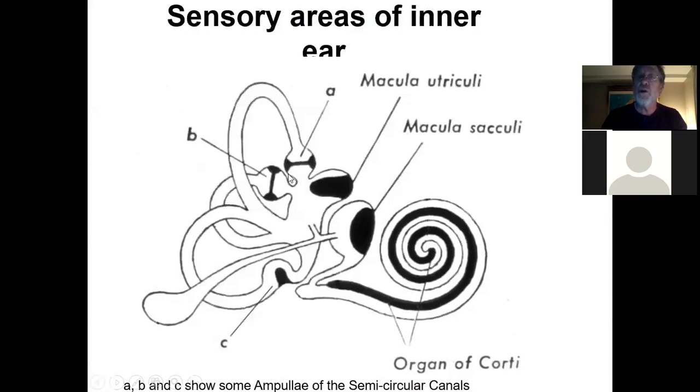They call these bulges here the ampullae. A, B, and C, at the bottom of the slide, show ampullae of the semicircular canals. Ampullae are the fat little bulby areas that contain the hair cells. Maculae are the areas in the saccule and the utricle that contain hair cells.